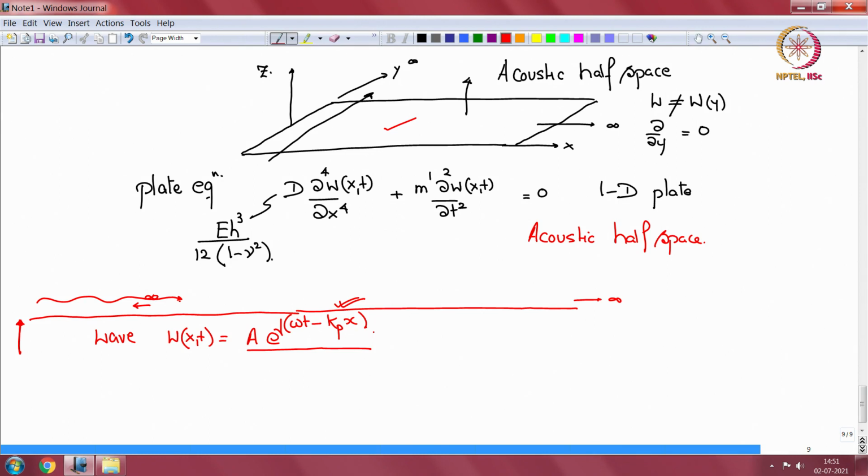Okay, I should have mentioned earlier that this wave number in the structure, Kp, depends on frequency, and it depends on the stiffness and the inertia properties.